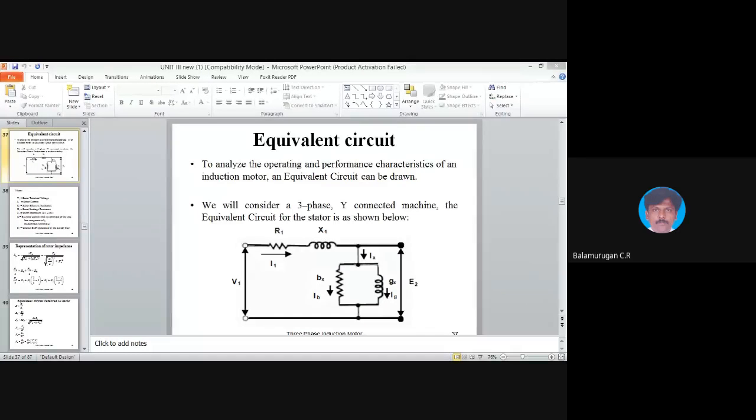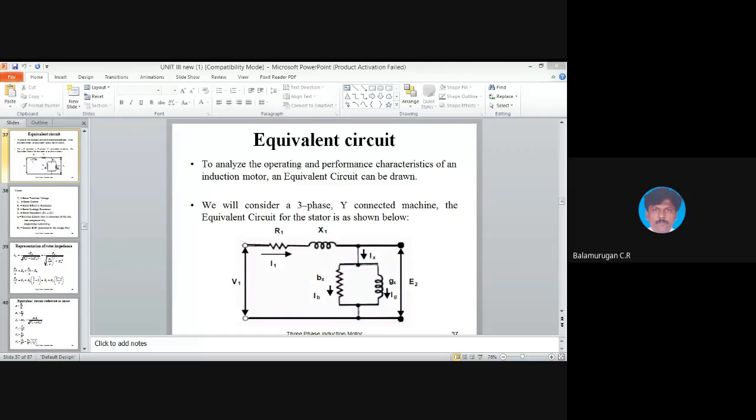The notation of the equivalent circuit will be different in different textbooks, so no need to be confused. Each and every book has different notations. You follow a single book, so that the notation of the transformer and the induction motor will be the same. With that, from the final equivalent circuit, we will discuss some more equations.